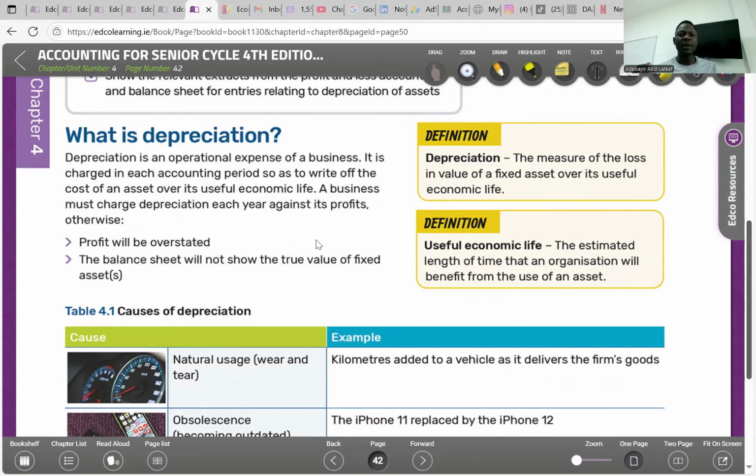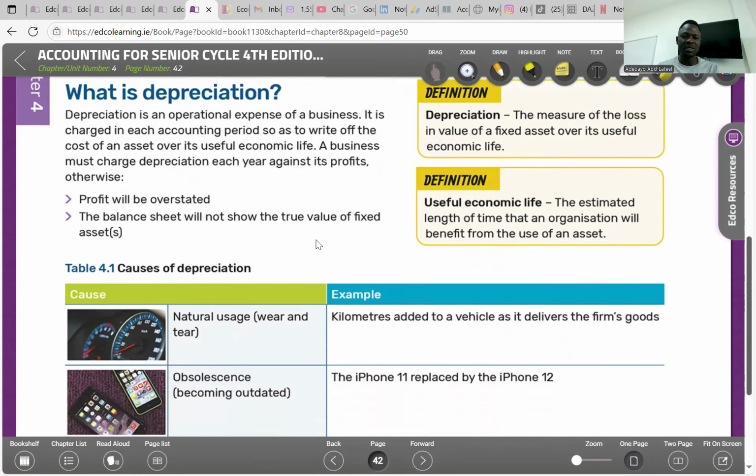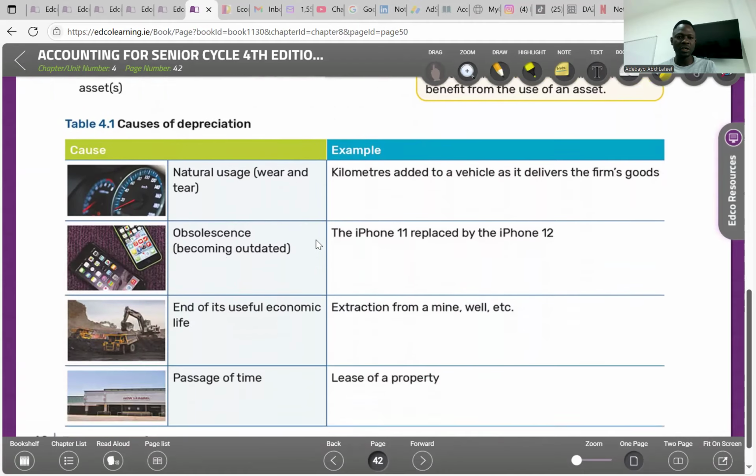So a business must charge depreciation each year against its profit. Otherwise, profit will be overstated. Without charging depreciation on your assets, you might be overstating your profit, and overstating your profit means you are giving misleading information to the stakeholders. So the balance sheet will not show the true value of fixed assets. Without depreciation, you won't be able to know the real value of the equipment or machines that you have as a business. So what are the causes of depreciation?